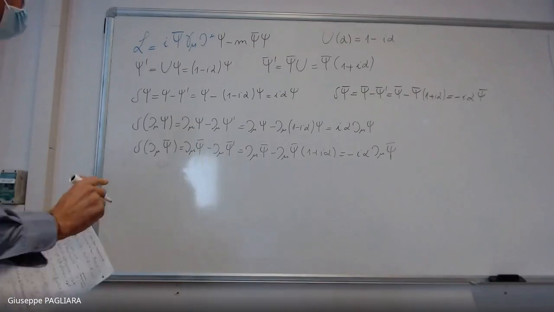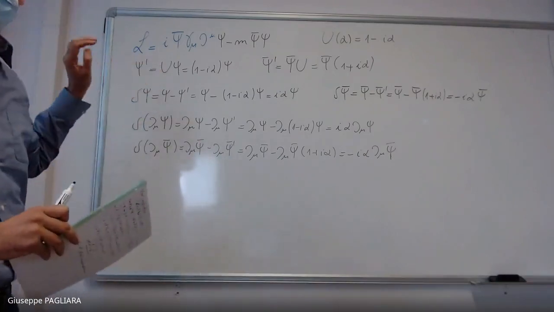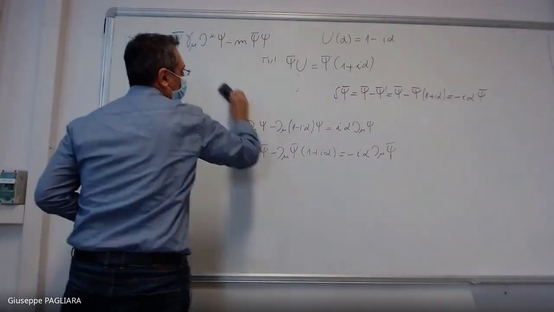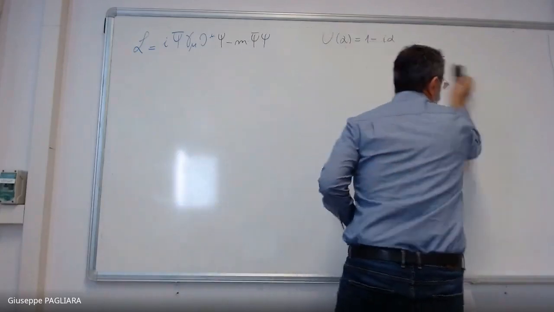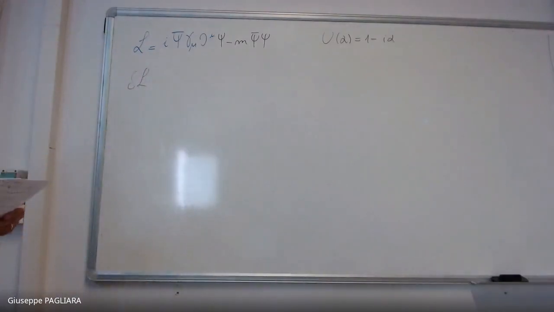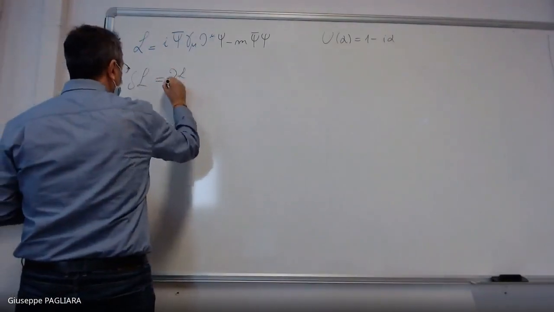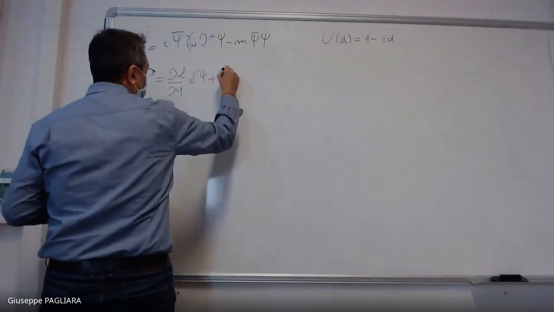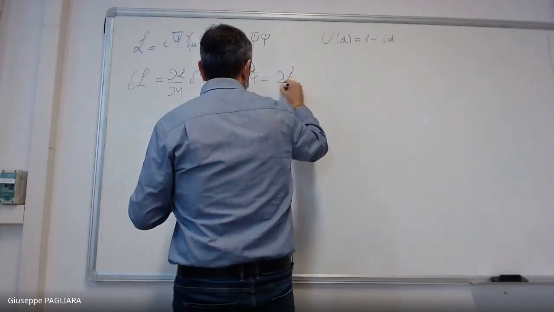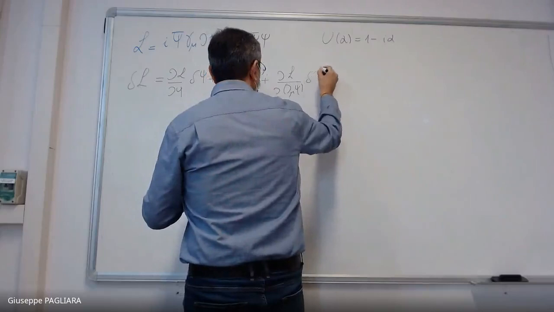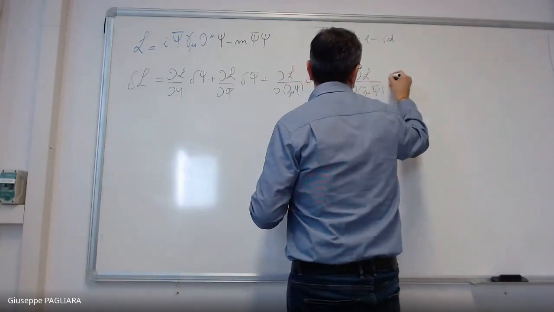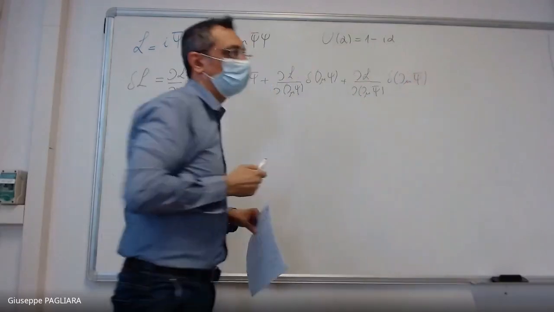Okay, let's now write down the variation of the Lagrangian. Can I clear the board? Are you all done with this? So delta L. Let's take now the full differential of our Lagrangian density. In general this is the derivative of L with respect to psi delta psi, plus the derivative with respect to psi bar delta psi bar, plus the derivative with respect to the mu psi delta the mu psi, plus the derivative with respect to the mu psi bar delta the mu psi bar. So it's the total differential of our Lagrangian density.